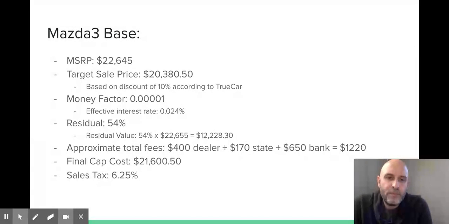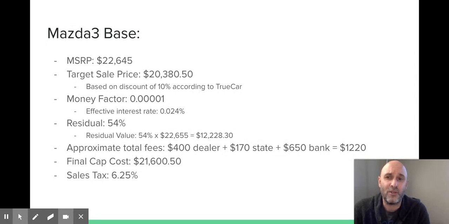This is a base model. This is a car I helped somebody with. The MSRP was $22,645. And he looked around and found some information. He checked out TrueCar, checked out Edmunds. Check out all the different pricing sites. Talk to a couple of different dealers, see if you can get some quotes. Found out a reasonable target sale price, $20,380, 10% off. So, is that an aggressive price? Probably. When you start talking these $22,000, $23,000 cars, there's only so much room you can go. There's only so much of a discount you can have.